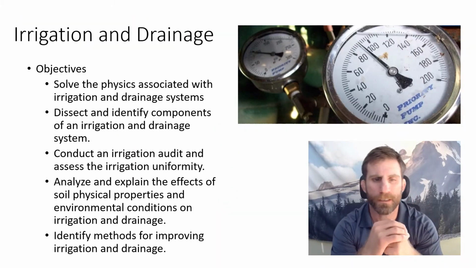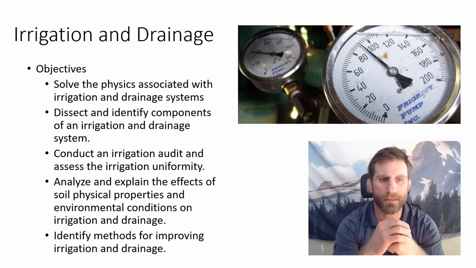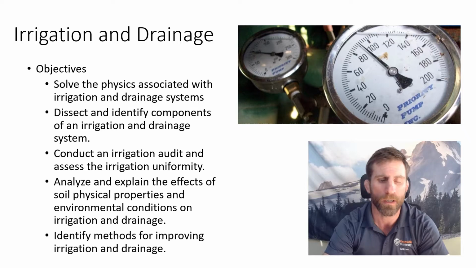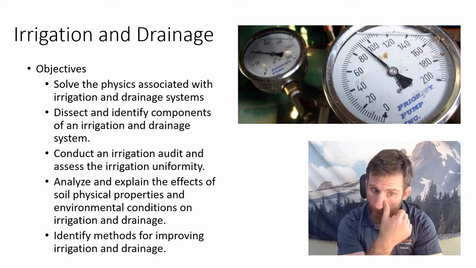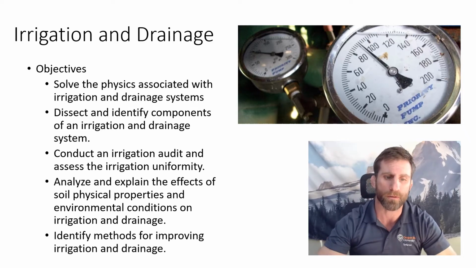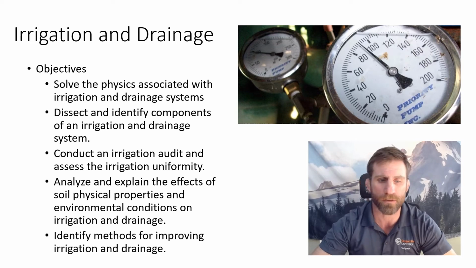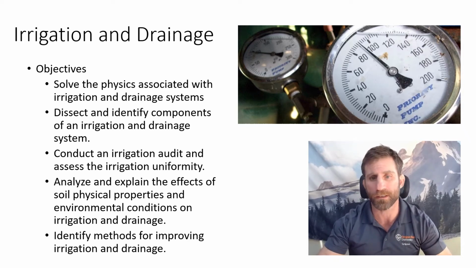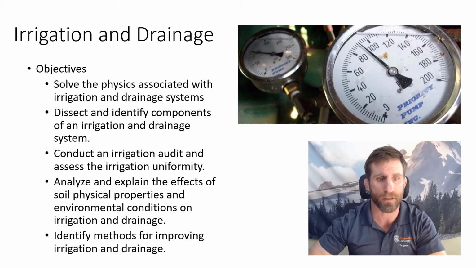Okay, so irrigation and drainage, and my objectives as the instructor for this are to teach you how to solve the physics associated with irrigation and drainage systems. We're also going to dissect and identify components of an irrigation and drainage system. I'll show you how to conduct an irrigation audit and then assess audit results to determine irrigation uniformity. We'll also talk about analyzing and explaining the effects of soil physical properties and environmental conditions on irrigation and drainage. And finally, we'll work on identifying methods for improving irrigation and drainage. So that's the objectives of the course.